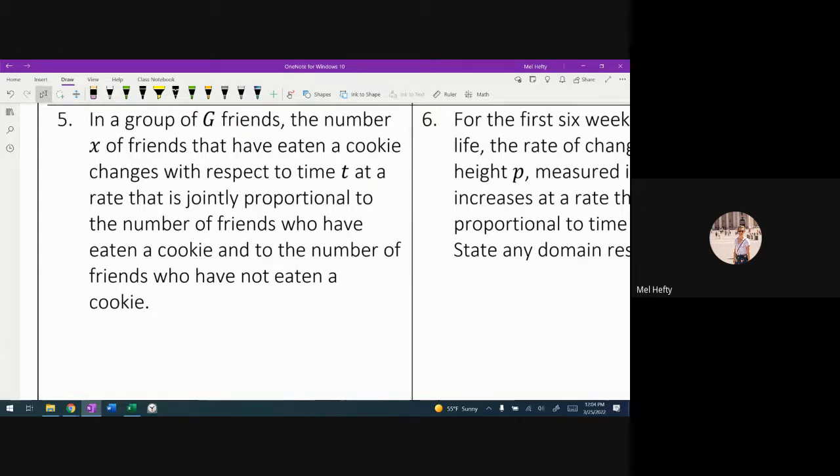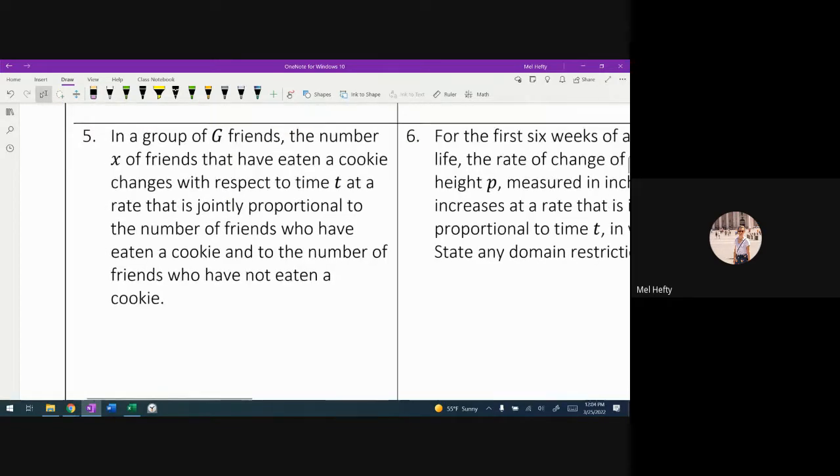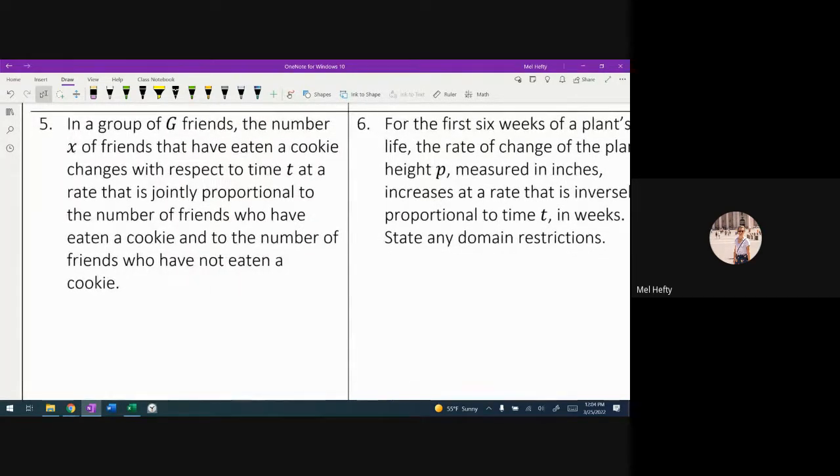In a group of G friends, the number x of friends that have eaten a cookie changes with respect to time at a rate that is jointly proportional to the number of friends who have eaten a cookie and to the number of friends who have not eaten a cookie. That's a lot of words. Why don't you guys take a second with your groups to try to write what you think that differential equation could be?